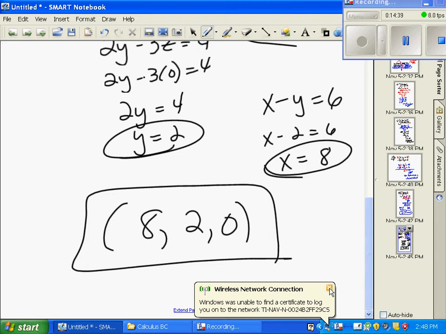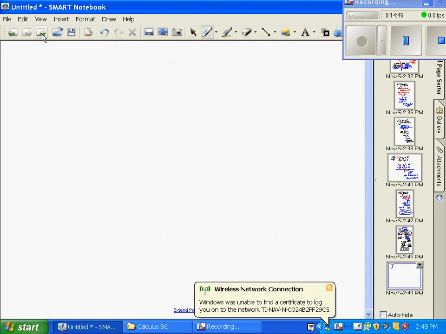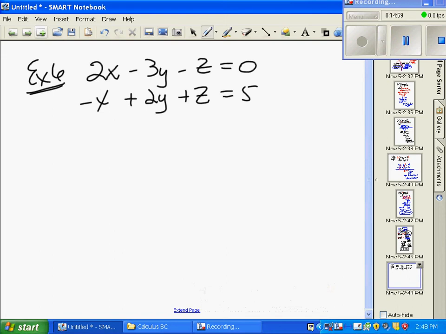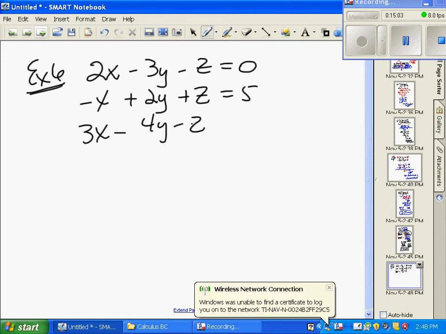Okay, now this is where they start to get a little bit more complicated, so stick with me here. Example 6. 2x minus 3y minus z equal to 0. I'm going to put the first two equations together. But look at these. They all have x's, y's, and z's.